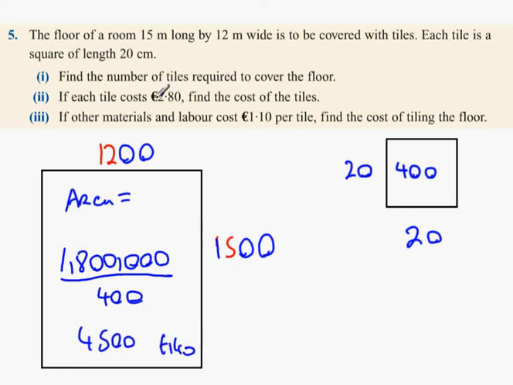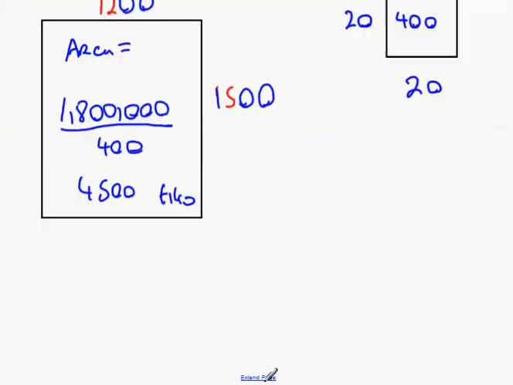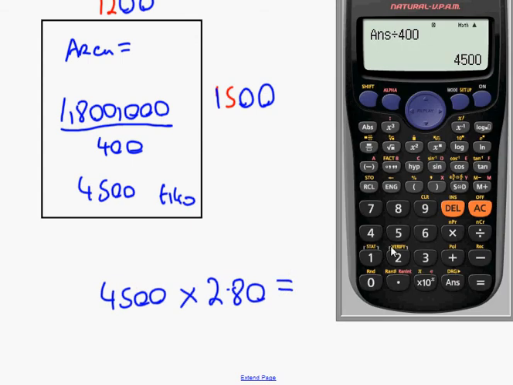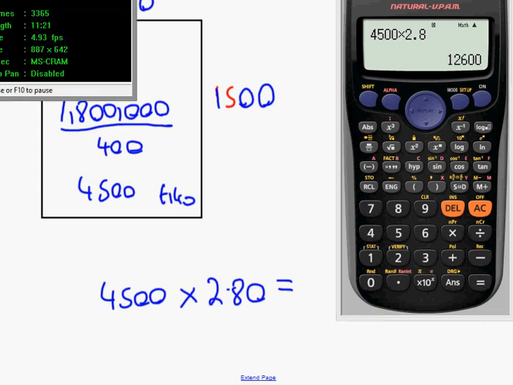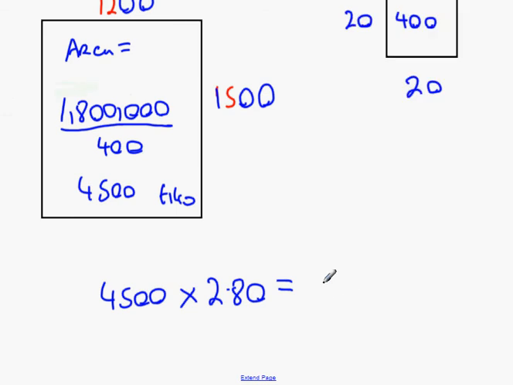Now, each tile costs €2.80. So how much money do we need to buy all the tiles? Multiply that by 4,500, and what do you get? You okay, Kenny? So, €12,600. That's how much it costs us to get the tiles.